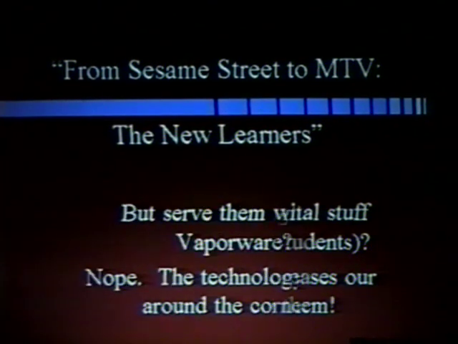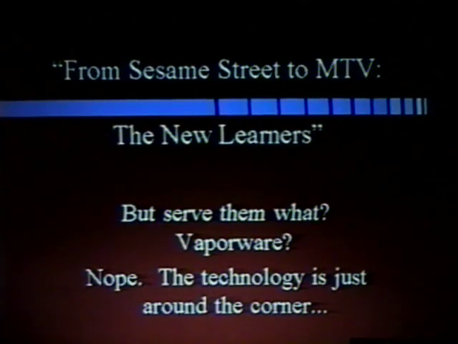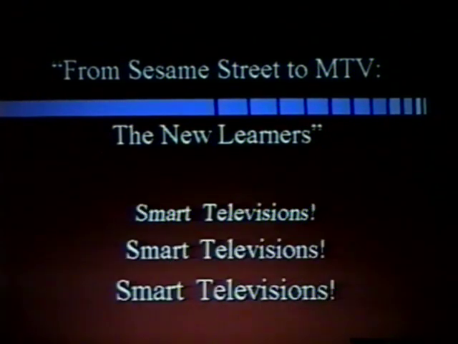But serve them what? Vaporware? No. The technology is just around the corner. In our case, it's smart televisions. It's a television, a computer, a phone, and a filter combination. There's a video server out there somewhere that's just waiting to provide you with video on demand. And I know that because we just bought our first one at our station in Bethlehem, Pennsylvania. And by the way, we're a suburb of Philadelphia. We serve the Philly area.